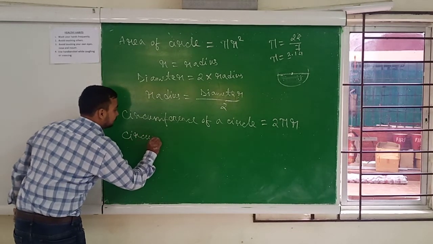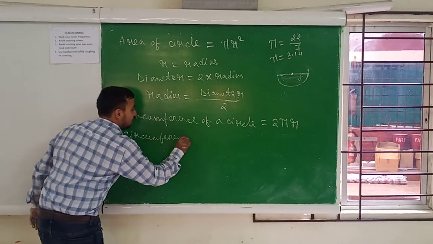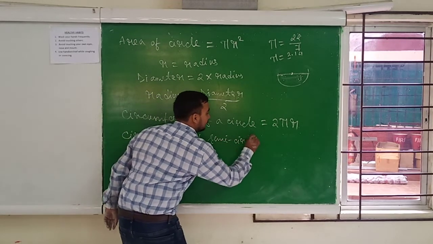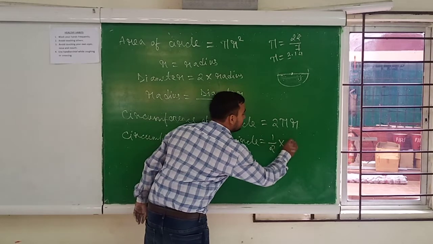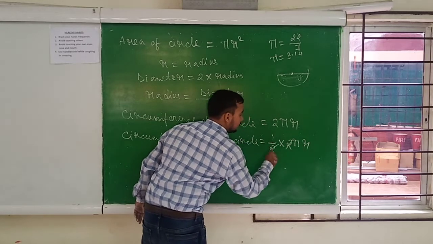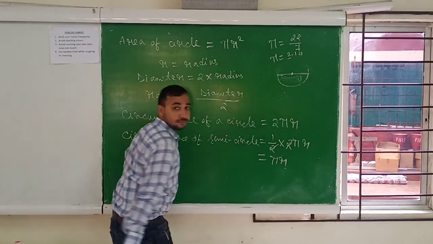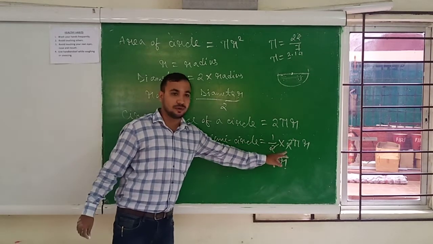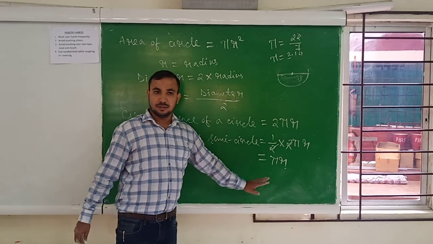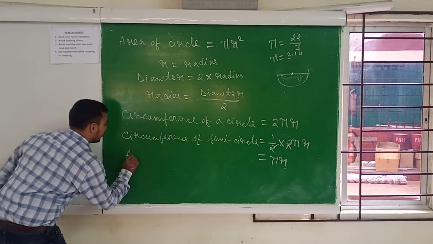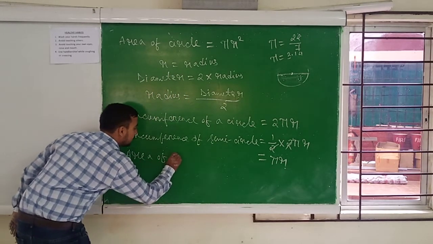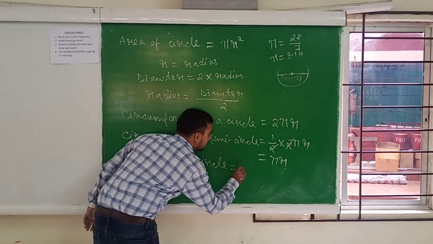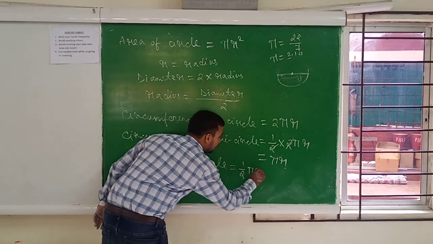Circumference of, please write it down this also, semicircle is half into 2 pi r. So please, this is pi r. Okay. Why? Because half and half will be cancelled. Pi r. Then what about area of semicircle? Area of semicircle will be half of pi r square.